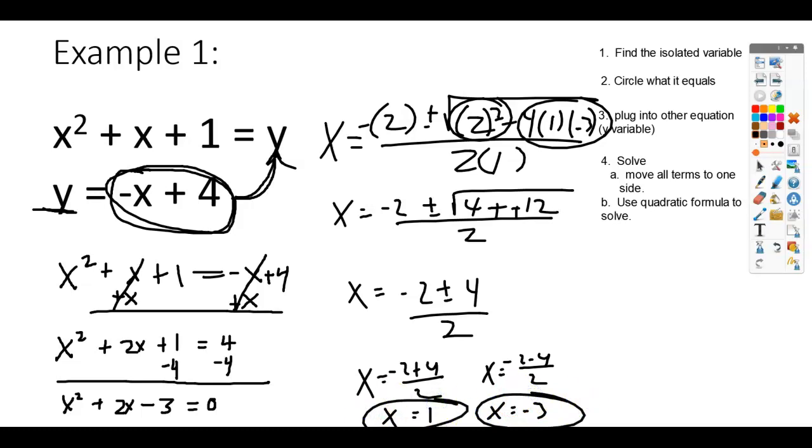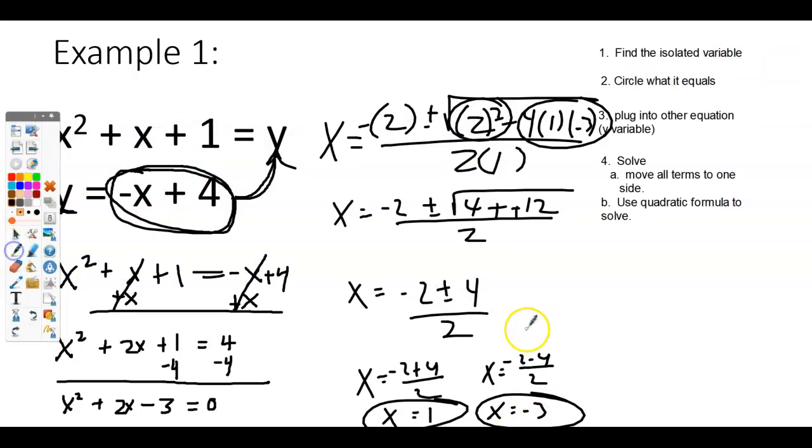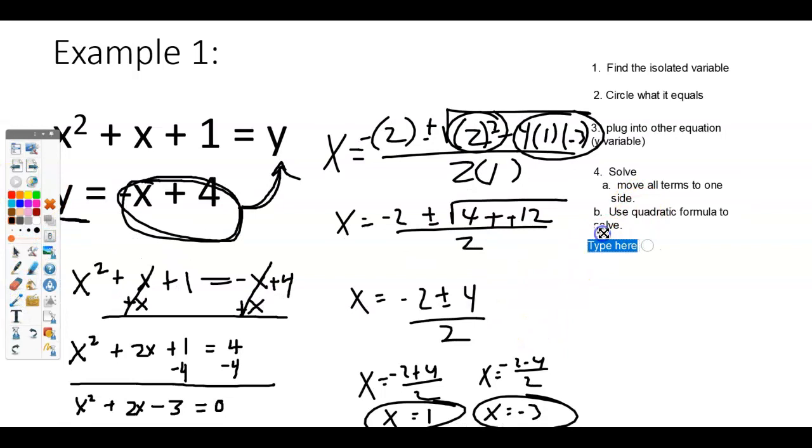And what that means is that this straight line here crosses this parabola in two places. Once at x equals 1, and another time at x equals negative 3. But we still need to find the y values that go with each of those. Okay, so that's our next task, is to find the y values that go with those. So let's add that onto our steps now. So step 5, find the y values for each.